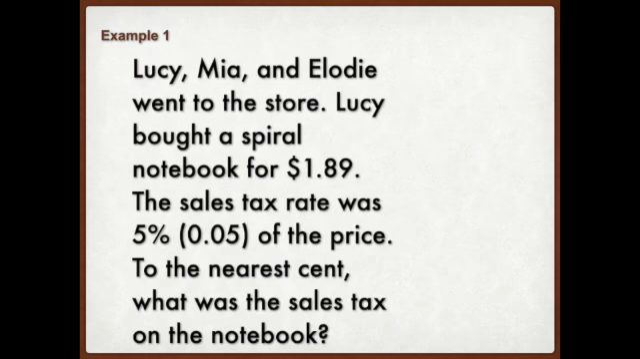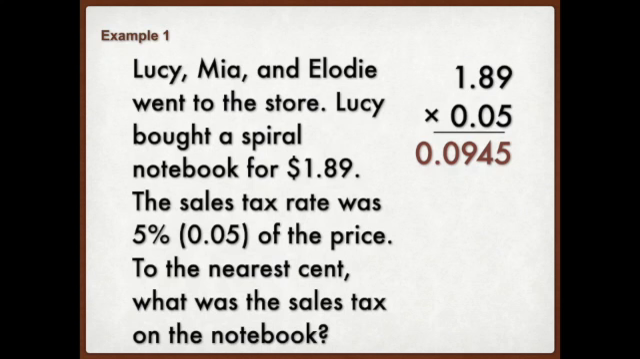So I count up my decimals. There's 4 decimals there. And this would be my answer. It would be 945, but 4 decimal places I need to count. I'm going to place that in. I'm going to put in my 0 placeholders. I'm going to annex my zeros.